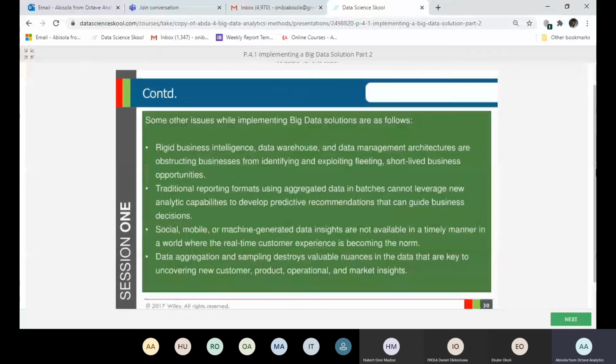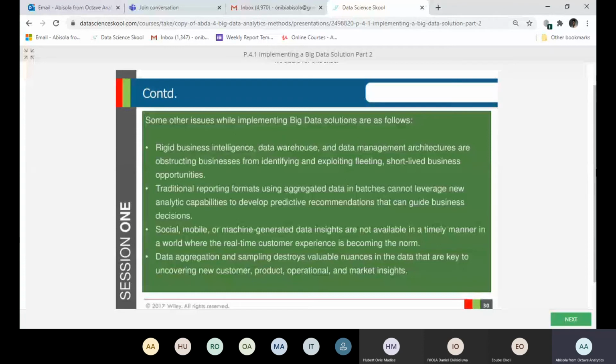Another thing is that social, mobile, and machine generated data insights are not available in a timely manner. So you have social media data, but you cannot use it as it is coming in. You have to analyze it before using it, and data comes in real time. Before you even finish analyzing this one, other data has come in, or customers are talking about another thing. That's another challenge we have with big data solutions.